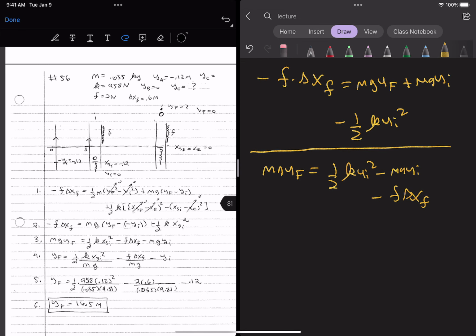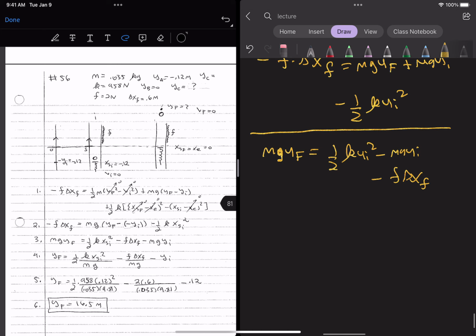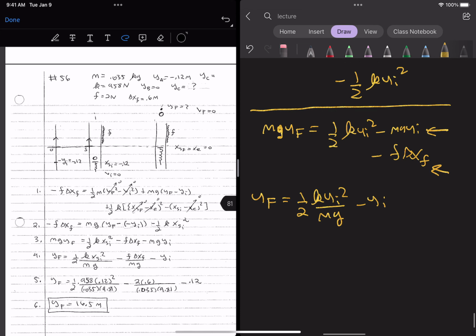And we have to divide by mg on both sides, so the final height is going to equal 1/2 k y initial squared divided by mass gravity, then mg y initial divided by mg is just going to be minus y initial, and then the last term is going to be minus friction delta x over mass gravity.